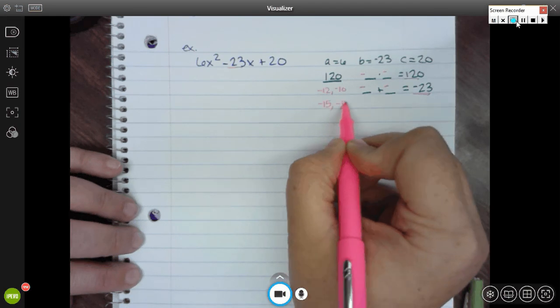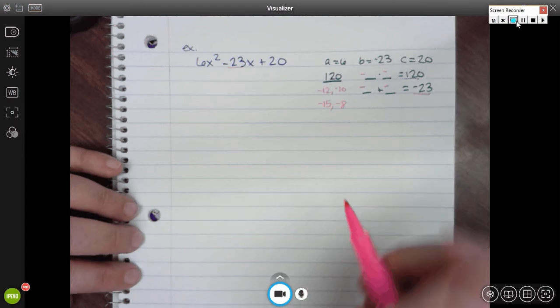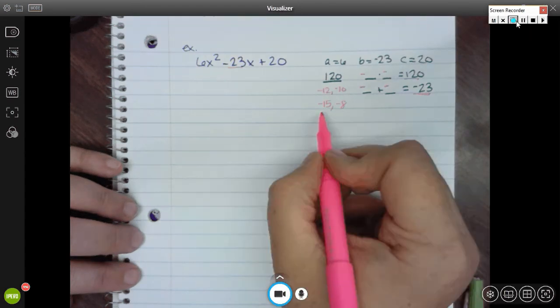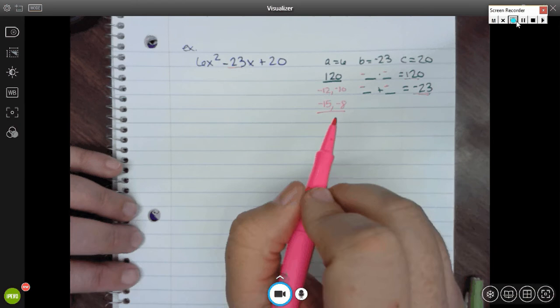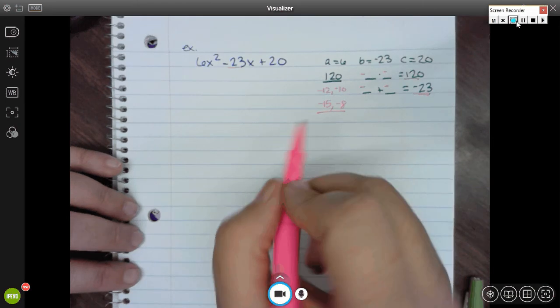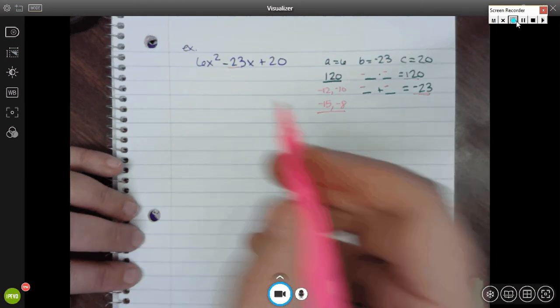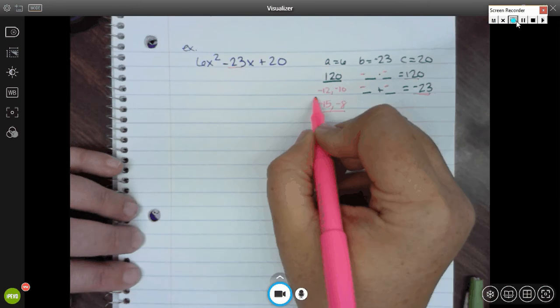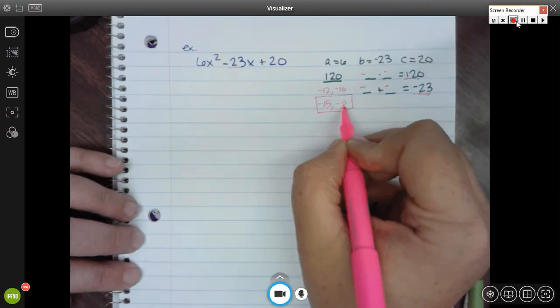15 and negative 8. There we go. Okay, those are the two factors. And maybe you don't find them that fast, and that is okay. It's going to take you a while as you get used to this, all right? So my two factors here are negative 15 and negative 8. When you add them together, you get negative 23.